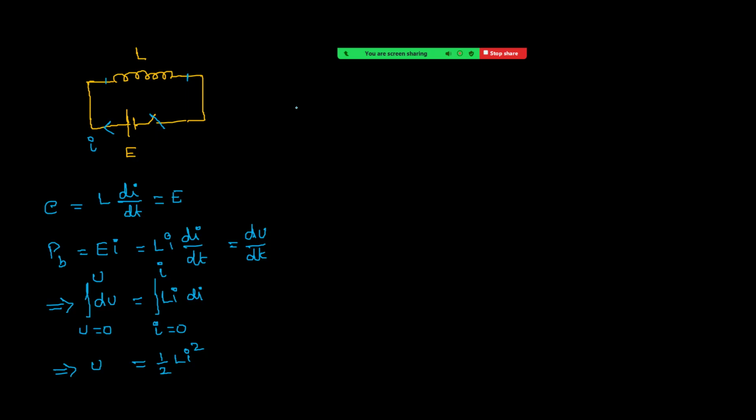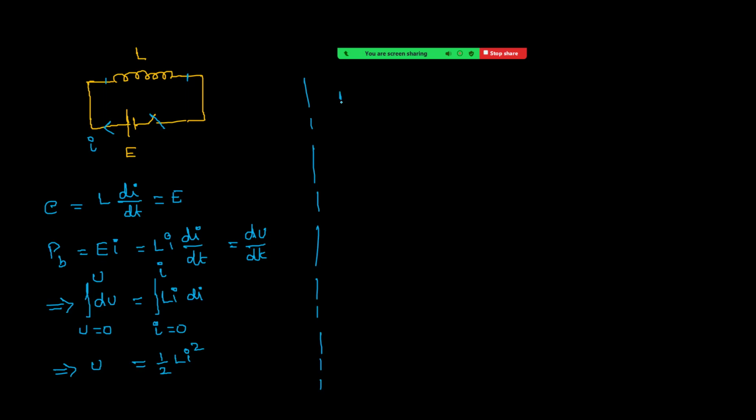Okay. Next. See, in this we have to calculate what is the current as a function of time, right? We have to get current as a function of time. Then see how to get it. So if you observe here what we got, the EMF of the battery is equal to the EMF across the inductor. So L di by dt is equal to E.